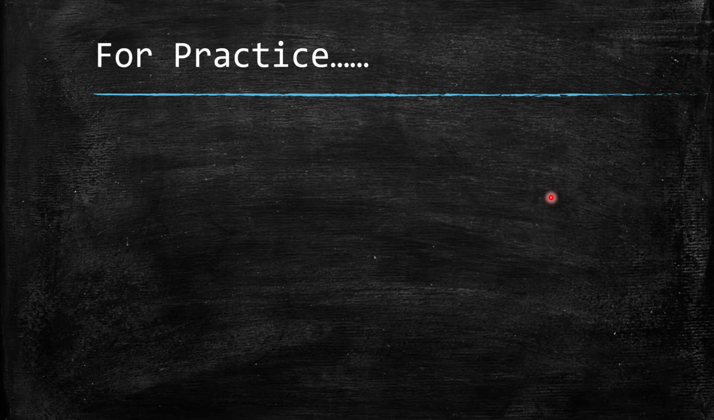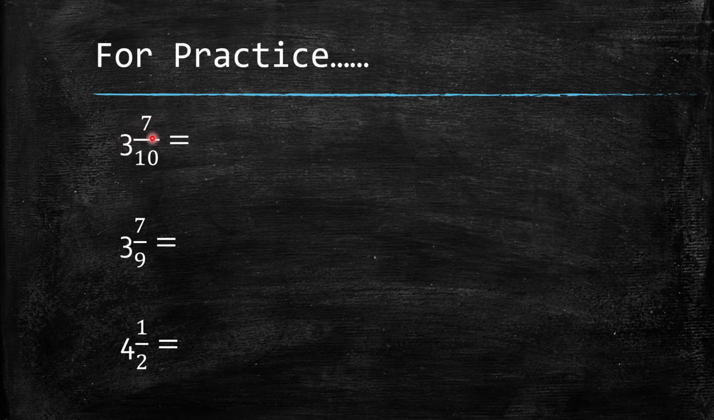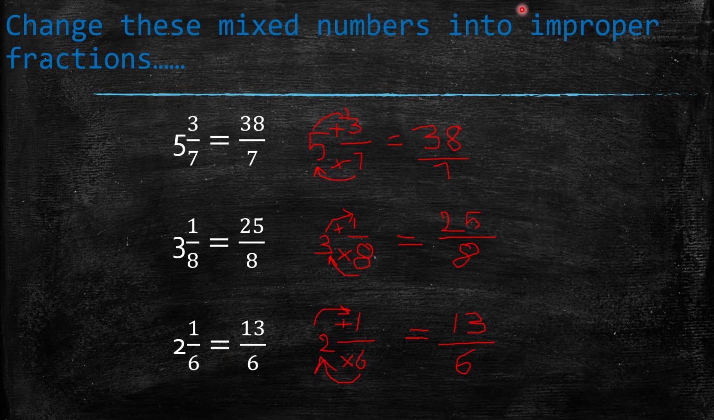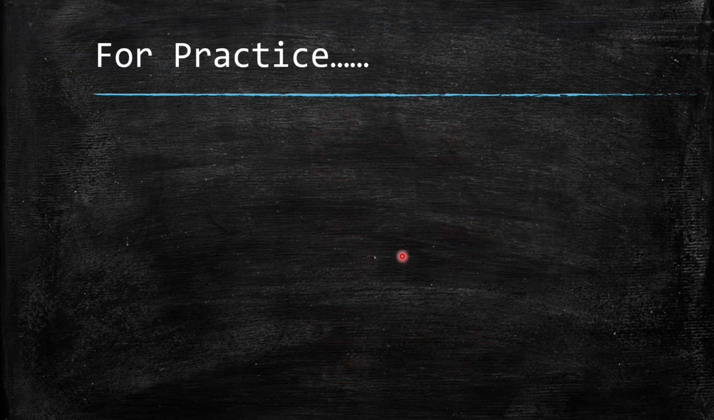For practice, we have 3 and 7/10 equals, into improper fractions. So we need to turn these into improper fractions. So please answer them, think about it, and try to do it in your head. So think about these explanations and apply them in the practice. So pause the video and think about it. So let's go on to the next slide.